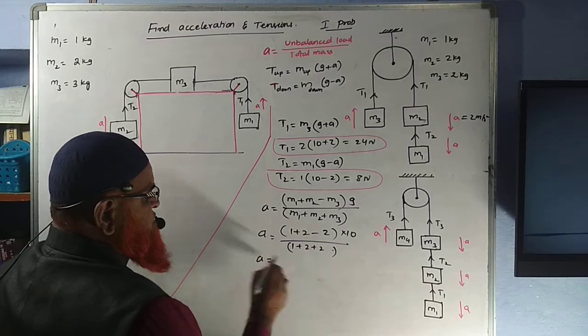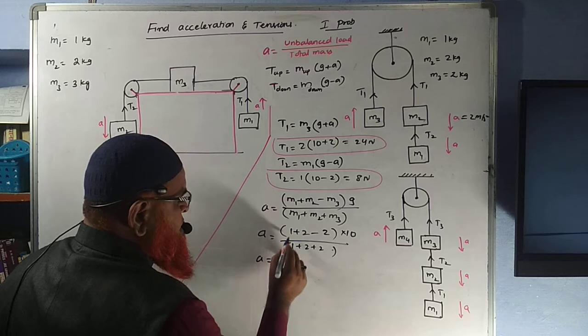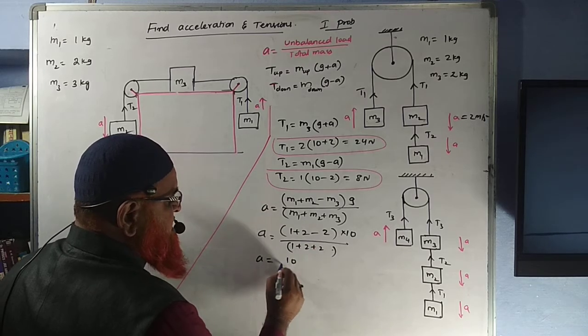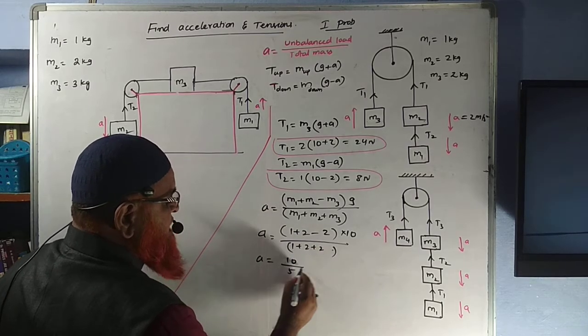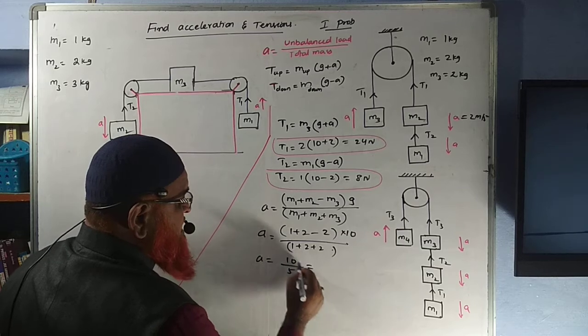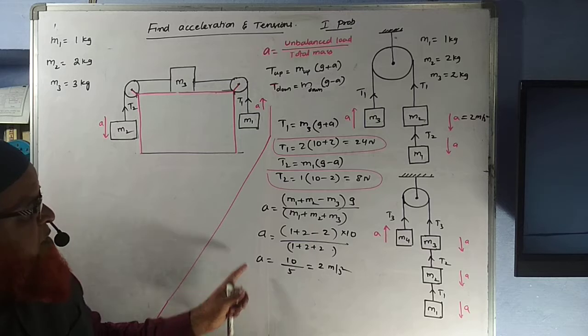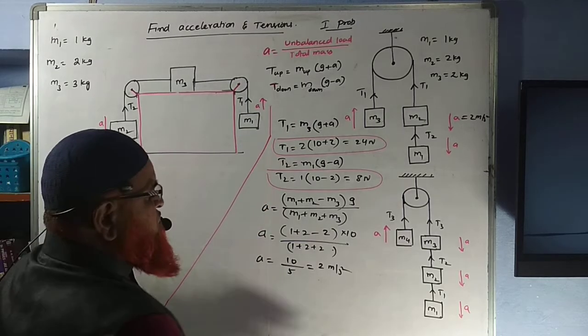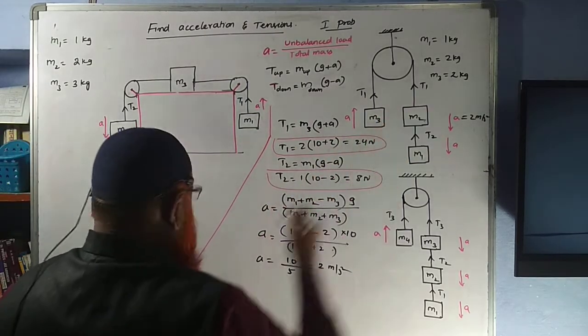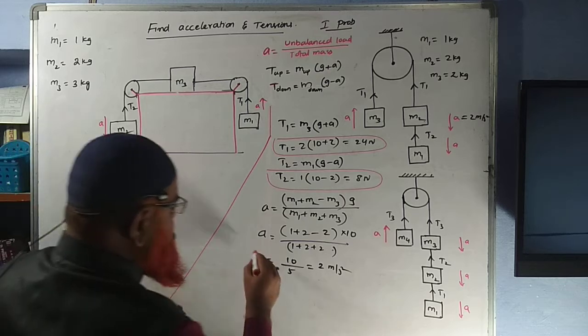So your answer is going to be 3 minus 2, which is 1. That is 10 divided by 5. So the answer is going to be 5. That is nothing but 2 meter per second square. This is going to be the acceleration here. So we have solved the problem in just 3 steps.